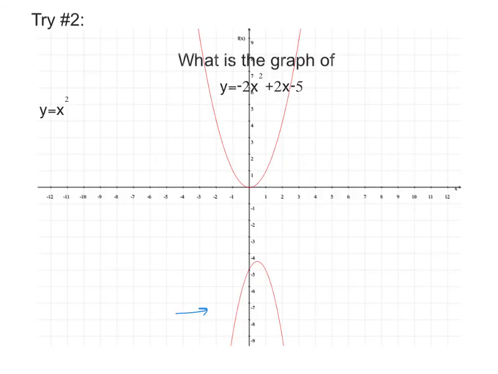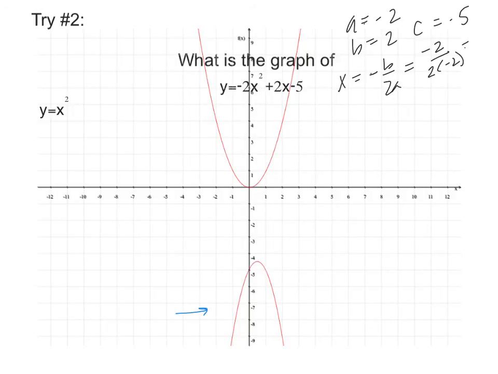So again, A is going to equal -2 this time. B is going to equal 2, and C is going to equal -5. Okay, so then the first thing we want to do is find x. So x equals -b over 2a. So -b would be -2 over 2a, which is 2 times -2. That will give us -2 over -4, which reduces to 1/2. That's our x value, and we can see that that's accurate, right?